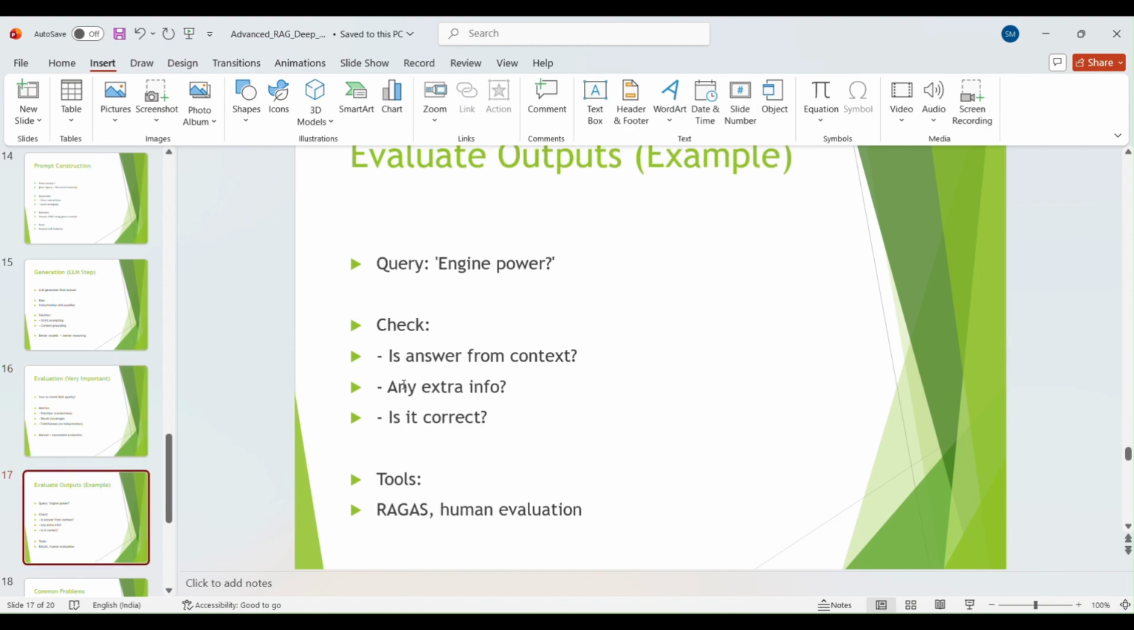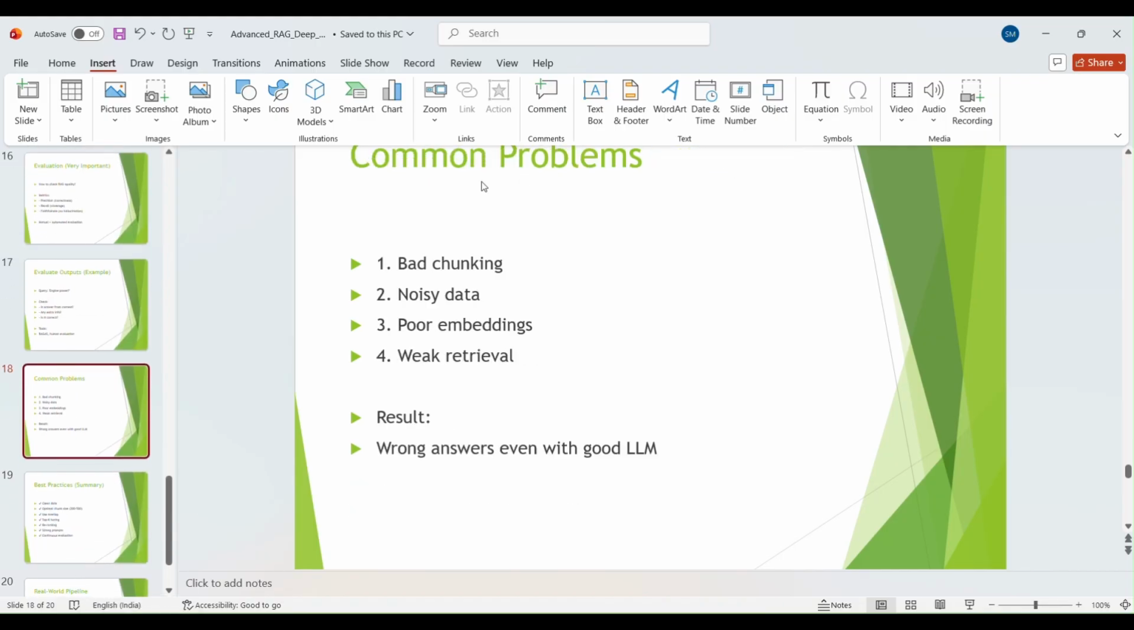For an evaluation output example, suppose we are asking about the engine power, and then it checks whether the answer is from the context and whether there is any extra info. Is it correct or not? I told you RAGAS is there, human evaluation is there. And what common problems do we face: bad chunking, noisy data, poor embeddings, weak retrieval. I will tell you how we overcome these situations. If you mess with any step, you get wrong answers. The LLM will not generate good answers to the user, and it will fail.